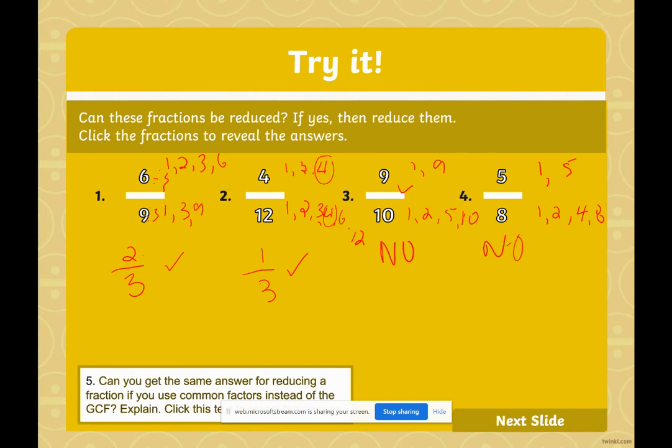So this question says, can you get the same answer for reducing a fraction if you use common factors instead of a GCF? Yeah, you totally can. You're just going to make more work for yourself. This isn't a bad idea if you have a huge number like 2,766 over 9,640 and you're like, okay, I'm just going to divide by 2. Then you can get to some smaller numbers that might be easier to work with. But we'll do that example another day.